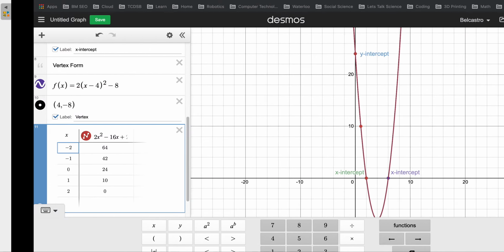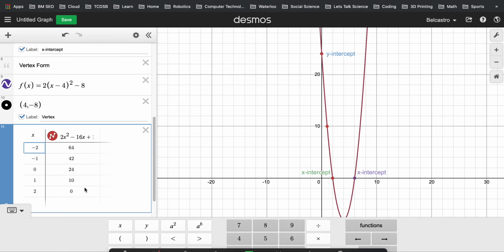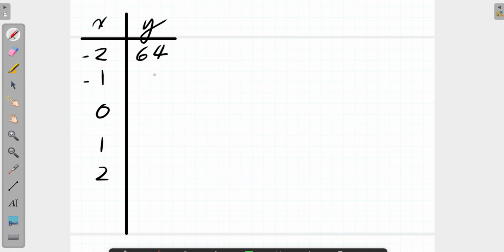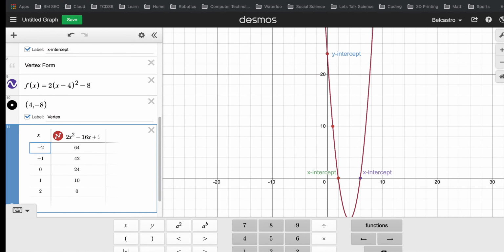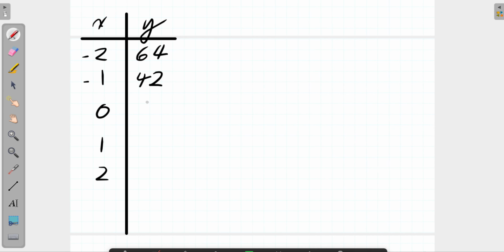Perfect, that checks out. What about the y values? 64, 42, 24, 10, 0. Great. Let's run it through the gauntlet here. First differences. Okay. It doesn't actually matter if I start from the top and subtract the second number, or if I start from the second number and subtract the first. I know in real subtraction that does make a difference. We're just looking for the change in each of the values.